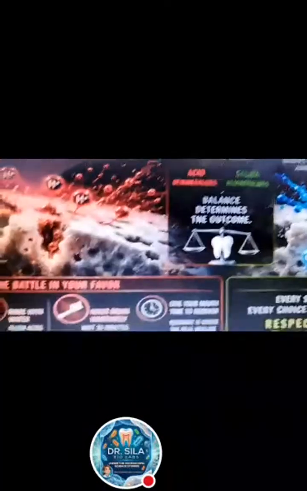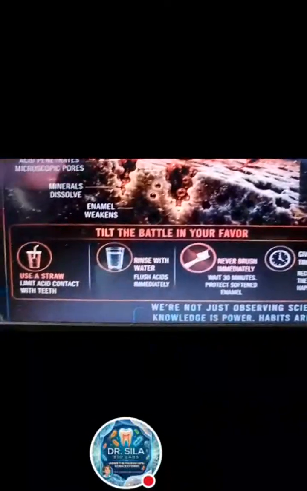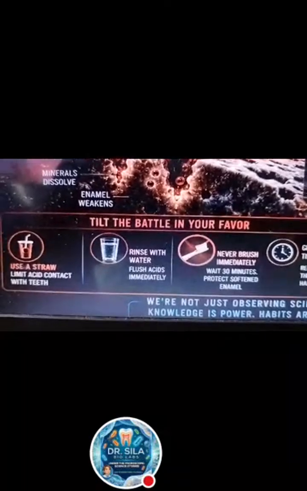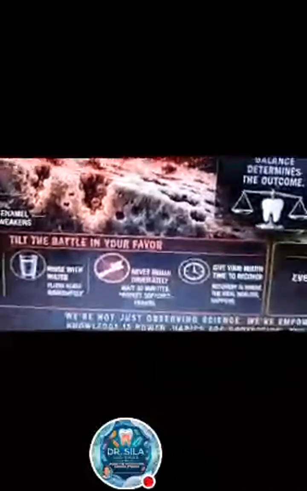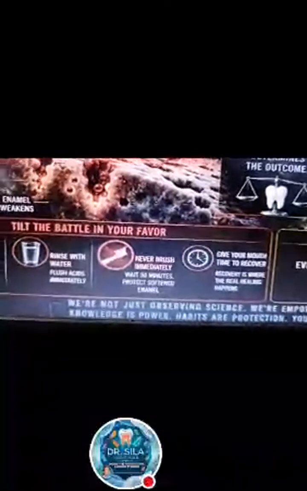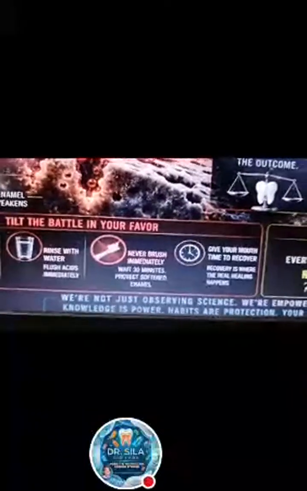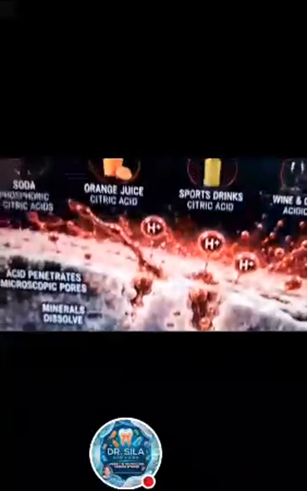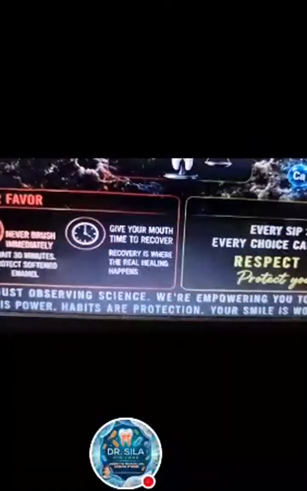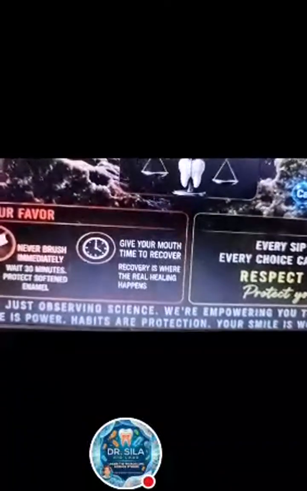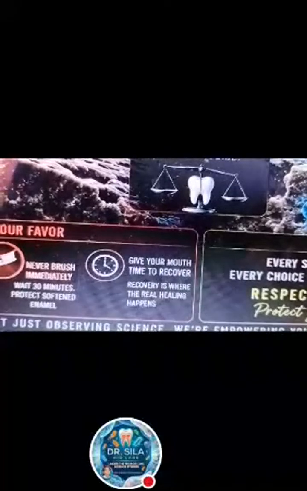So we have to tilt this battle in our favor. What do we have to do? Limit the contact of the drink with teeth. Rinse with water. Okay, never ever brush immediately after drinking a soft drink, because for 30 minutes your enamel is soft as the acid has already attacked. And give your mouth time to recover. Recovery is the real healing.